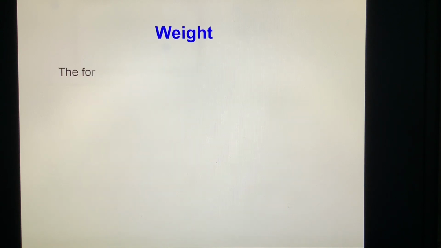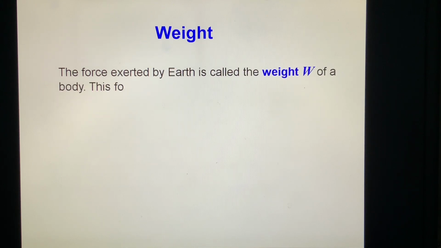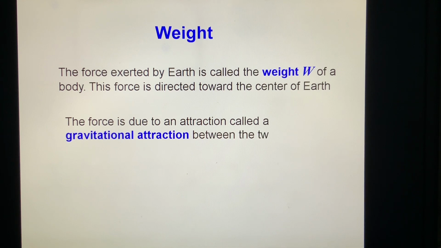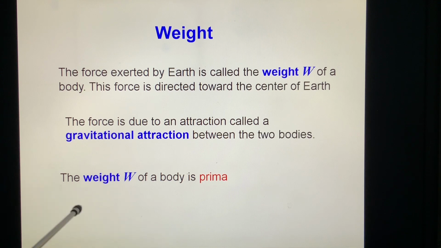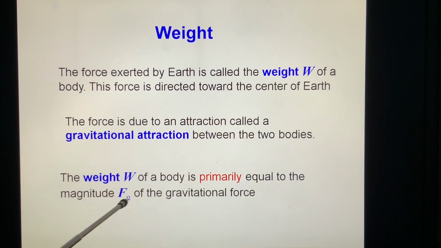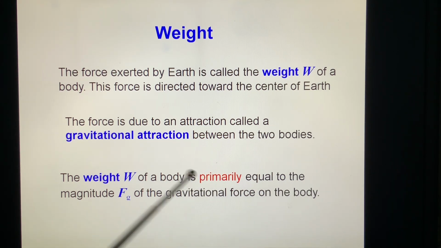Weight. The force exerted by Earth is called the weight W of a body. This force is directly toward the center of Earth. The force is due to an attraction called a gravitational attraction between the two bodies. The weight W of a body is primarily equal to the magnitude Fg of the gravitational force on the body. Notice that primarily. We will talk about this in detail later.